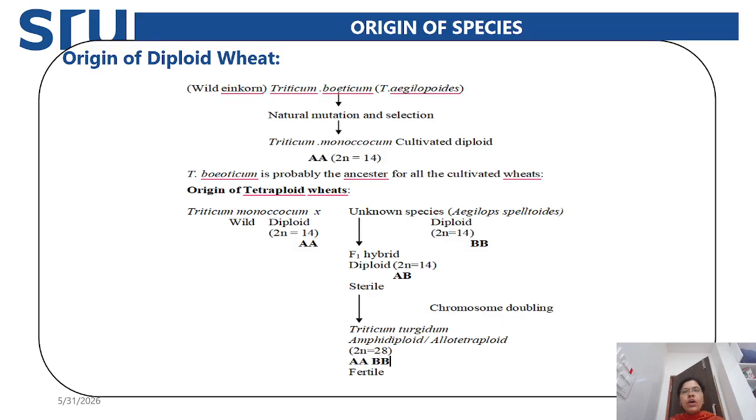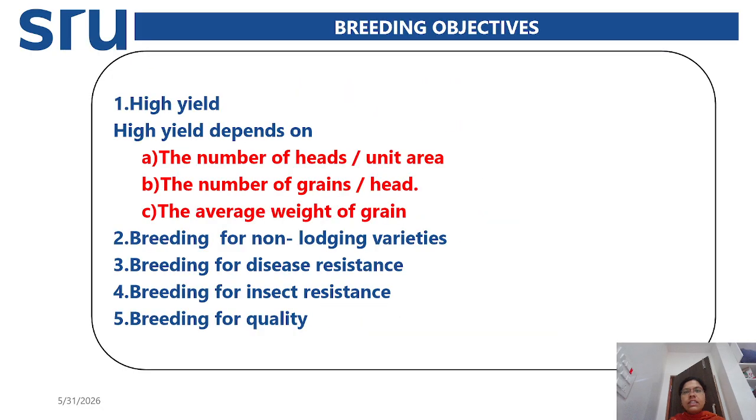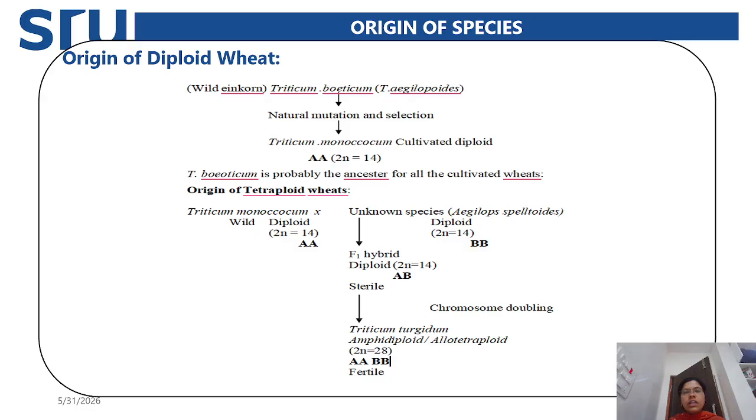And next, coming to the origin of species, here in wheat we are having the origin of the diploid wheat. Here we are having the tetraploid wheat and hexaploid wheat. We'll discuss how these three species were evolved. So first we'll discuss about the origin of the diploid wheat.